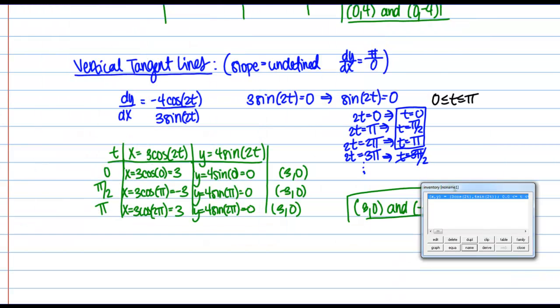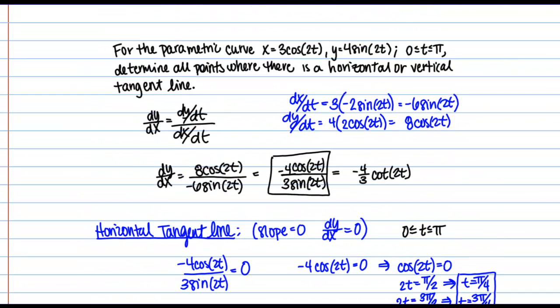Okay, so this is how you go about finding horizontal or vertical tangent lines for parametric curves. Or you could also be asked something like, find the point where the slope of the tangent line is 1/2, or something like that. And you would go about that in exactly the same way.